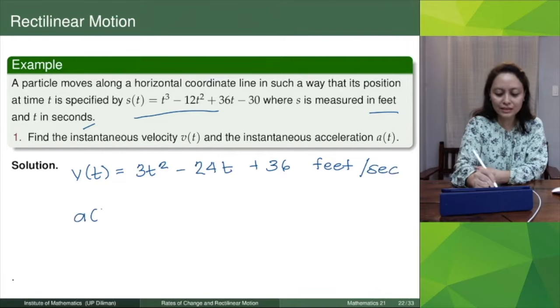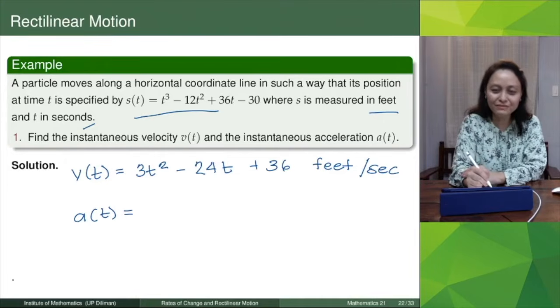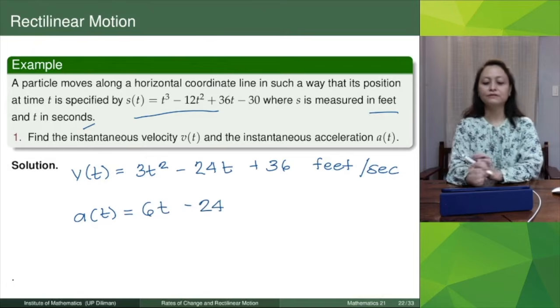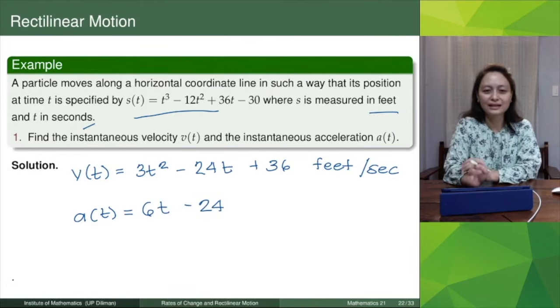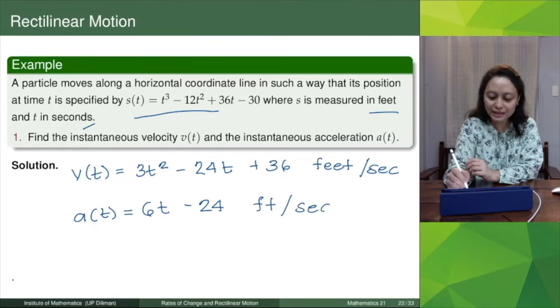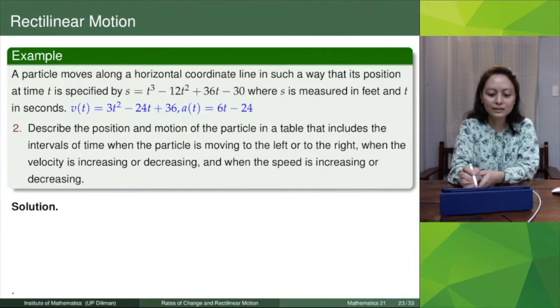The acceleration is the derivative of your velocity. Okay, so be sure na tama yung velocity para tama rin yung acceleration na makukuha nyo. Derivative of the velocity is 6t minus 24 plus derivative of 36 is 0. So, ito yung instantaneous velocity and instantaneous acceleration. Ay, ano yung unit ng acceleration? Feet per second square. Okay? Sige. So, I've written it down here for a reference.